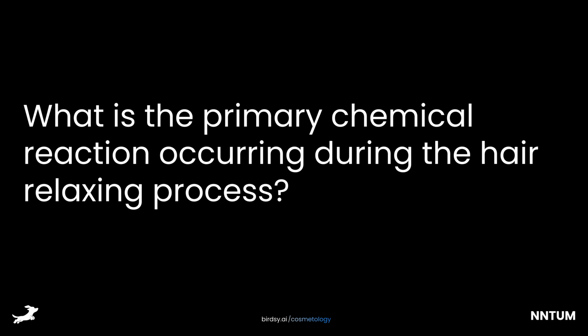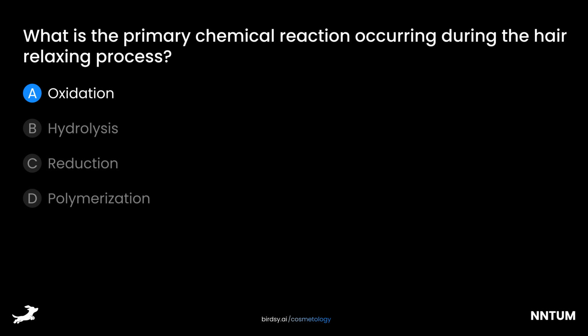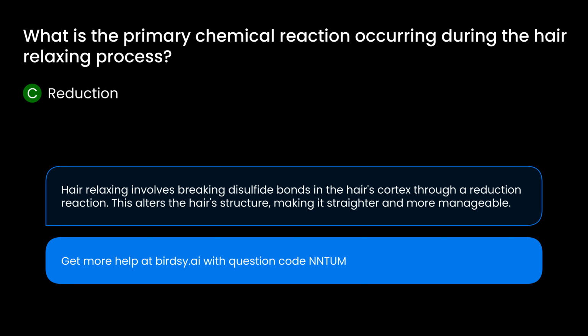What is the primary chemical reaction occurring during the hair relaxing process? Is it A, B, C, reduction, or D, polymerization? The answer is C, reduction. Hair relaxing involves breaking disulfide bonds in the hair's cortex through a reduction reaction. This alters the hair's structure, making it straighter and more manageable.